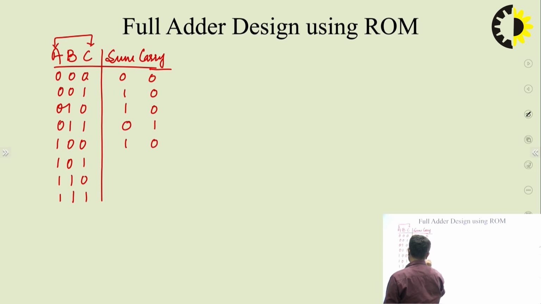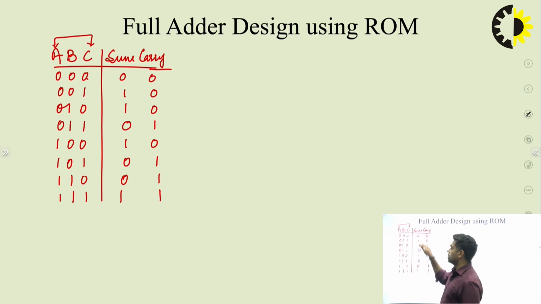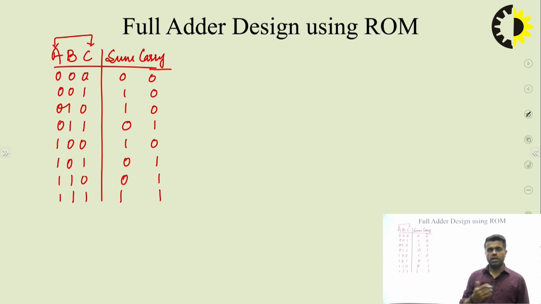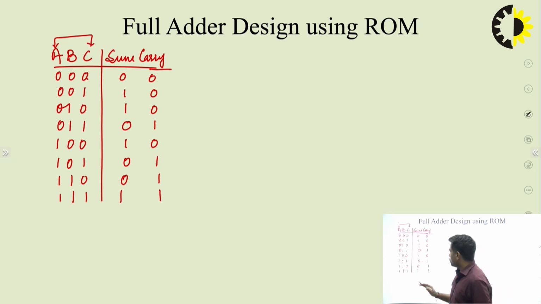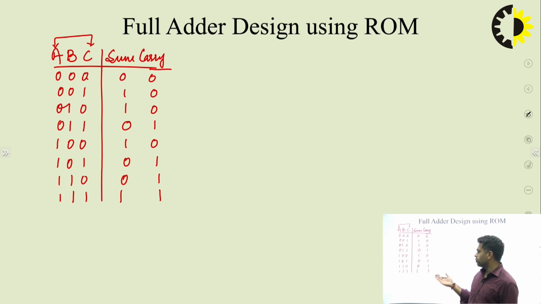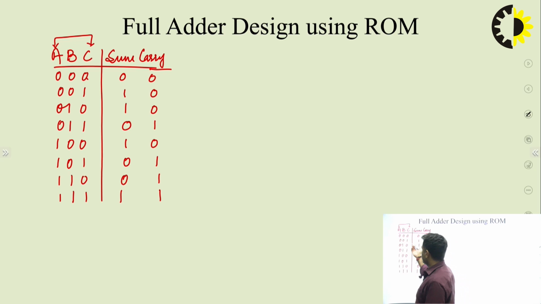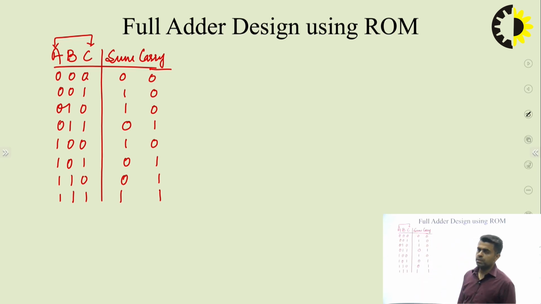Sum 1, carry 0, sum 0, carry 1, sum 0, carry 1, sum also 1, carry also 1. We are not going into details of how this sum and carry are written because that is already covered in Unit 2, combinational circuits of our syllabus. So I assume that this full adder truth table is known to you, but for those who are taking this circuit for the first time, we are simply adding these 3 bits and calculating the sum and carry and mentioning them as the output terminals sum and carry.